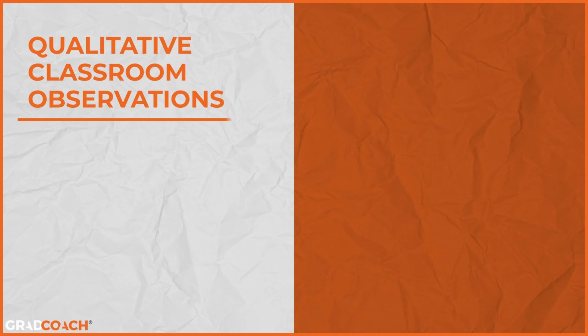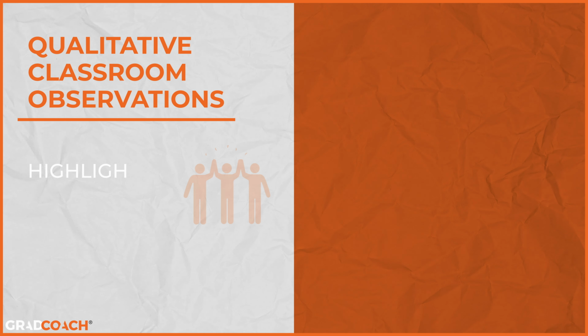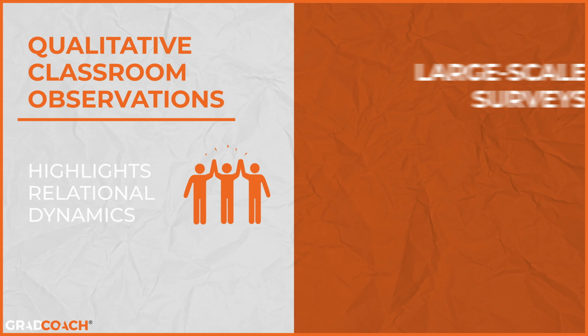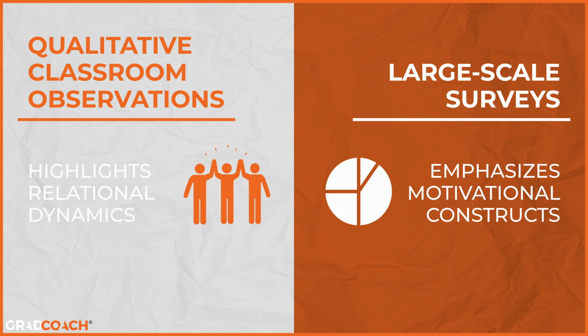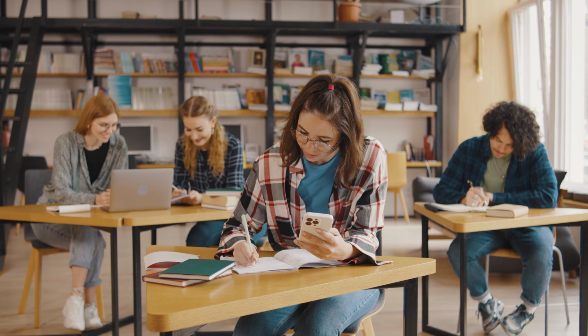For example, in research on student engagement, qualitative classroom observations might highlight relational dynamics, while large-scale surveys emphasize motivational constructs. A methodological structure allows you to compare how knowledge varies depending on how it was studied. It also naturally sets up justification for your own design choices.